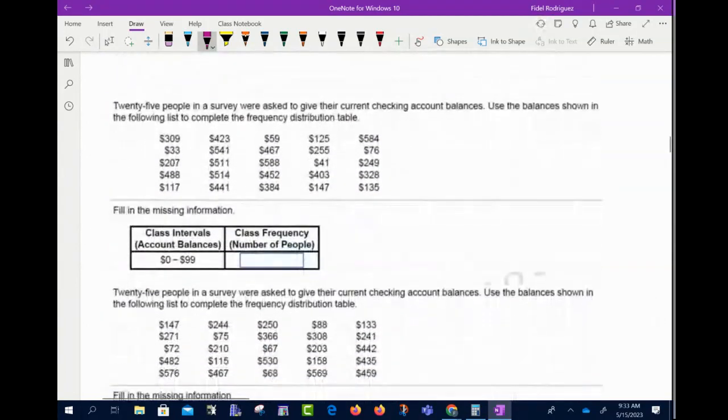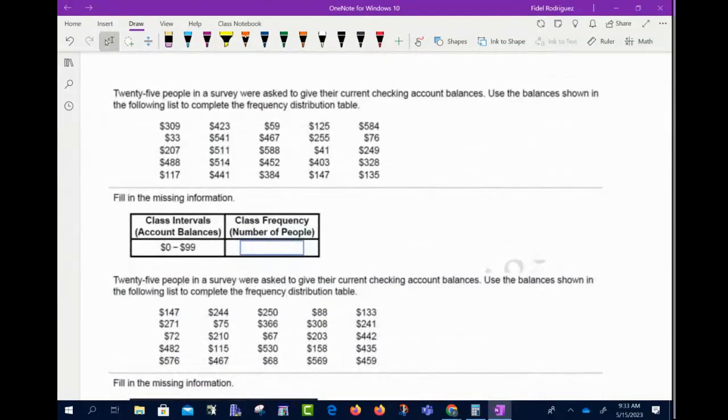All right. Y'all, still dealing with frequency tables here. 25 people in a survey were asked to give their current checking account balances. Use the balances shown in the following list to complete the frequency distribution table. We're looking for numbers between zero and 99. So we don't want any hundreds or 200s or 300s. We want anything smaller than that.